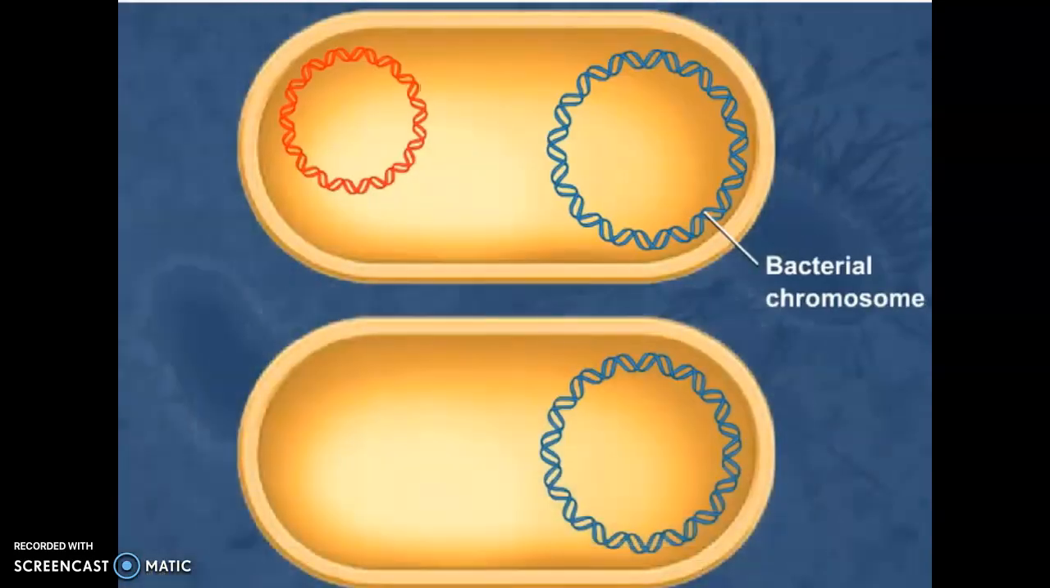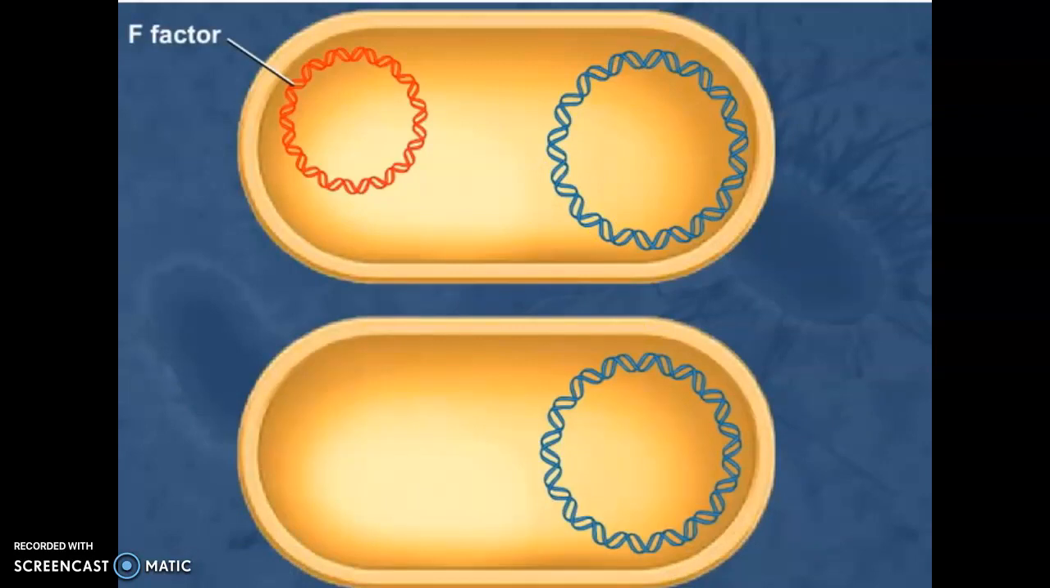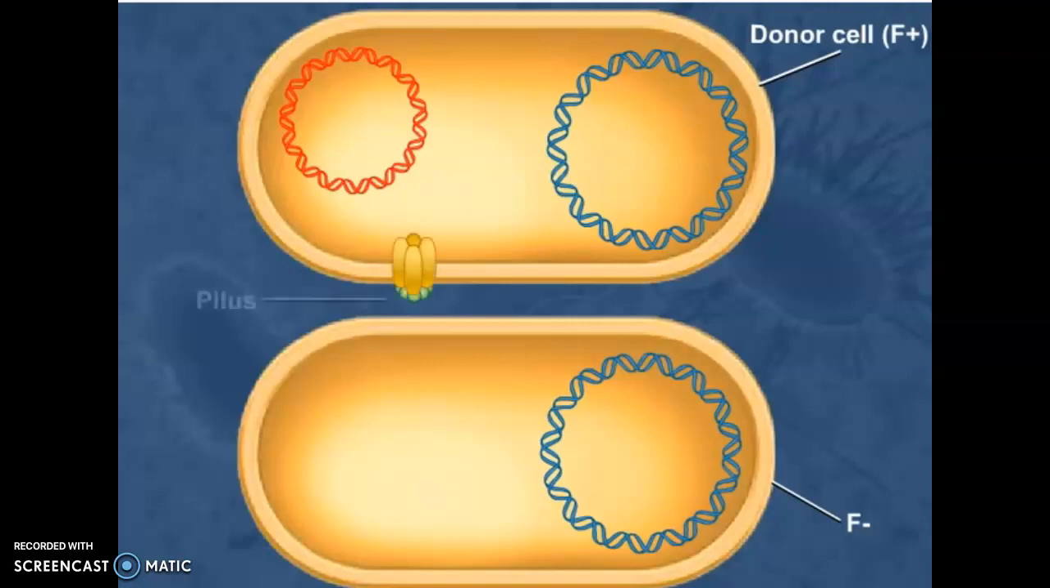You can see two bacterial cells here. This is one bacterial cell, the other one is another bacterial cell, and you can see an F factor. The first one, which carries an F factor, is called an F plus cell, and the other one, which does not carry that F factor, is called an F minus cell.